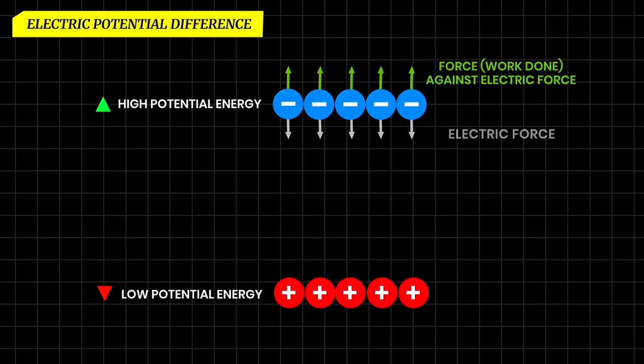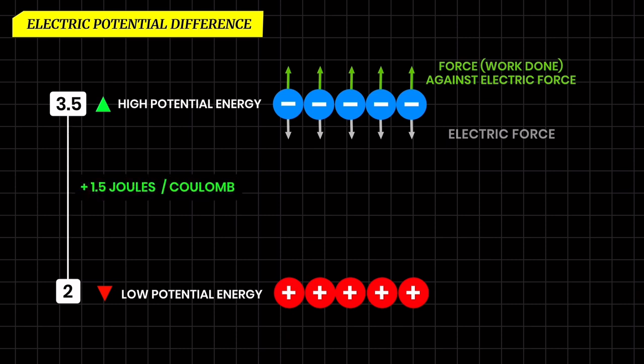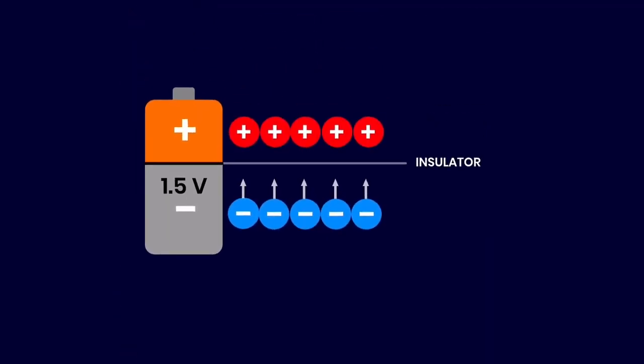So here, consider the potential energy of one end is 2, which is its lowest potential state, and the other end has a high potential state of 3.5. So the potential difference between 2 points is 1.5 joules per coulomb, or simply 1.5 volts. So charges are always trying to equalize the potential energy difference. In a 1.5 volt battery, the electric potential difference between 2 points is 1.5.